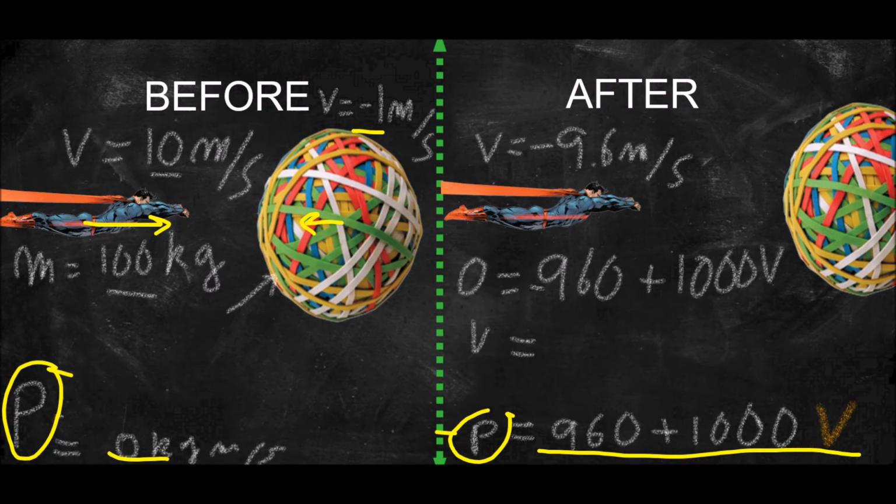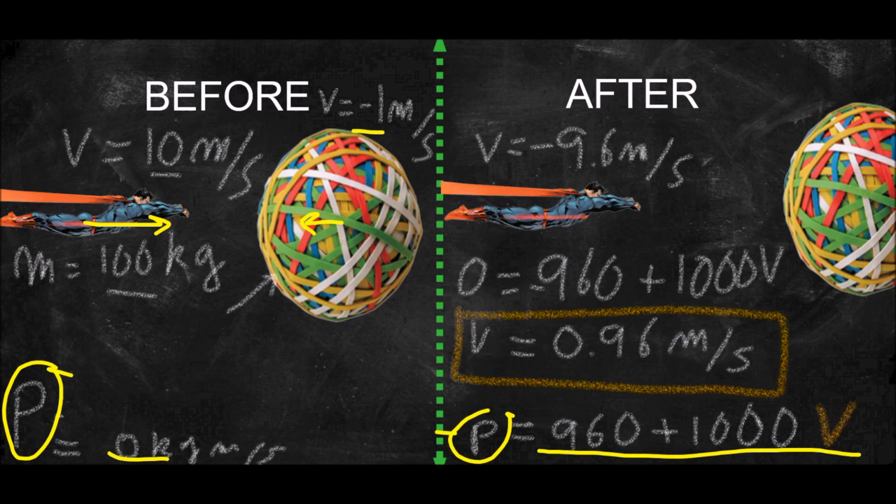So our equation is 0 equals -960 plus 1,000v. In other words, v equals 960 divided by 1,000, or v equals 0.96 meters per second. And that is the answer we were looking for. So the large ball is going to move forward, since v is positive, with a very slow speed, smaller than 1 meter per second.